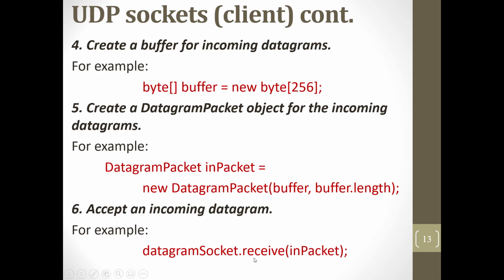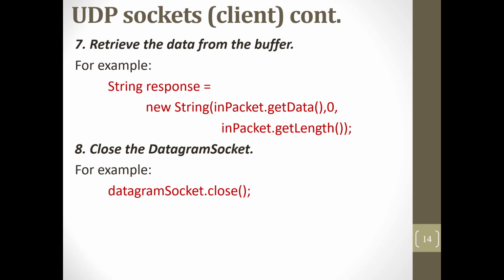Now I'm going to receive the data. That means in the in packet, whatever data comes, I'm going to copy it here. By using the receive method, I'm receiving the packet. Then finally, this is going to be the response. The response is a string. That means the message whatever I'm receiving is going to be available in the response.